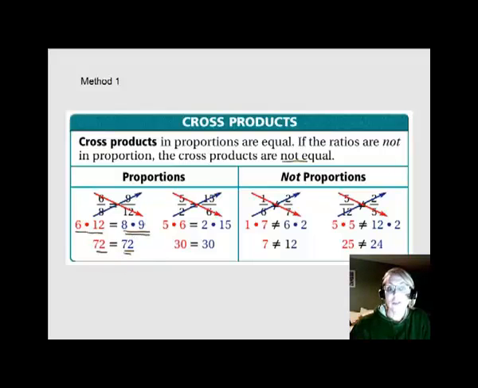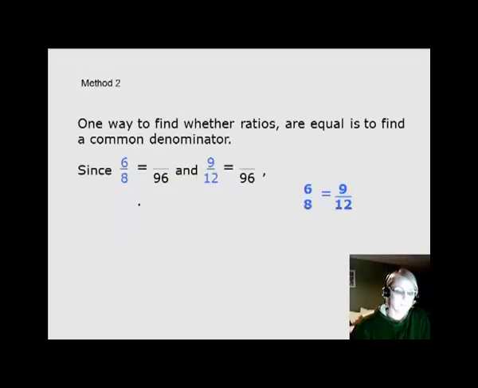If the ratios were not in proportion, the cross products would not be equal. For example, 1 times 7 is 7, and 6 times 2 is 12. So we know that these two ratios are not in proportion. Now, that's not the only way of determining whether they're in proportion or not. You can also find a common denominator. So there's two methods to doing this.